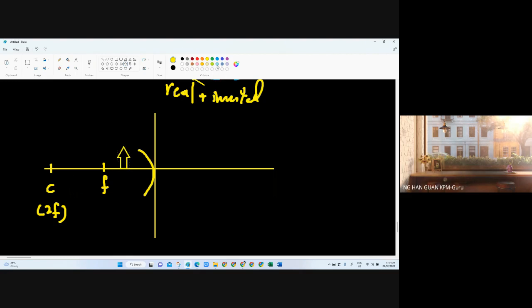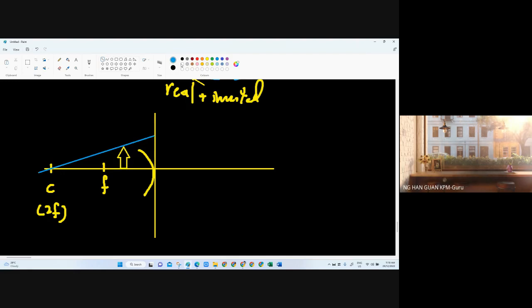So when the object is here, the first thing, from the object toward the center of curvature, is always a straight line. The first thing we are going to draw is this one, from the object to the center of curvature. Then go in a straight line until you meet the mirror. So like this. This is the first.